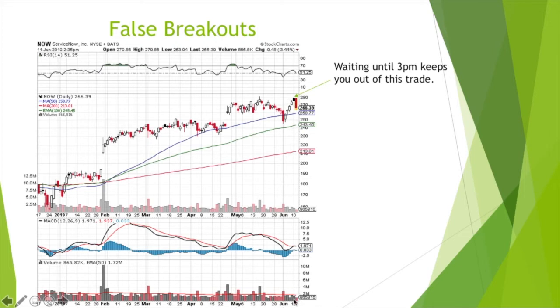Well, look at the low volume on that breakout day, and also it was an early day move. I like to buy stocks later in the day so I can see the volume and also the price action for the entire day. So when you wait until 3 o'clock to buy stocks, you avoid a lot of situations like this.